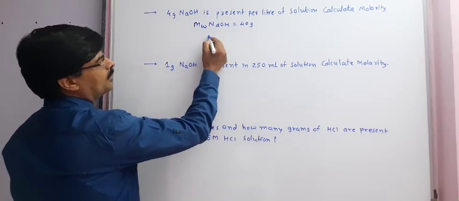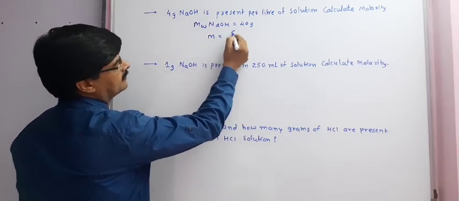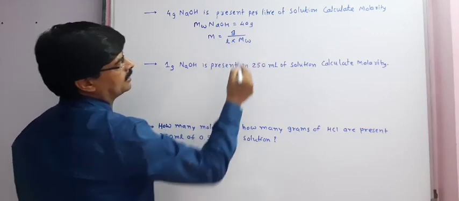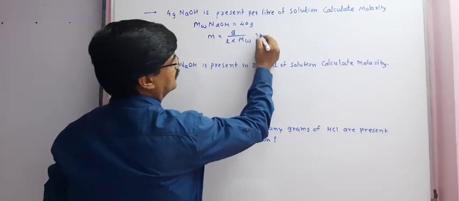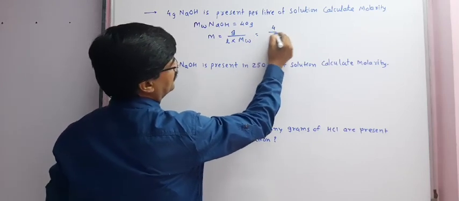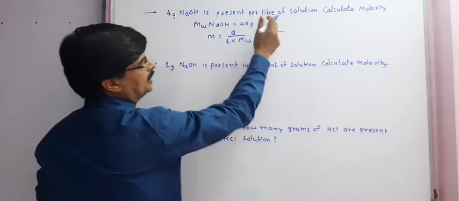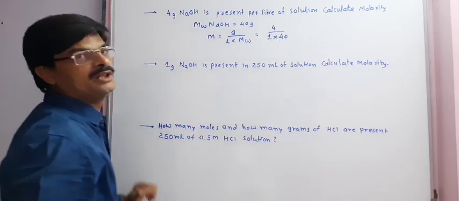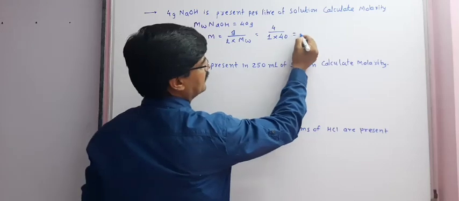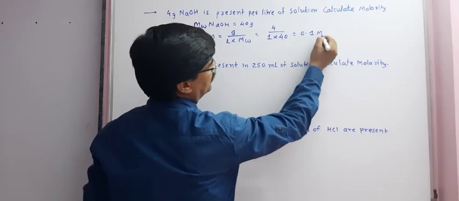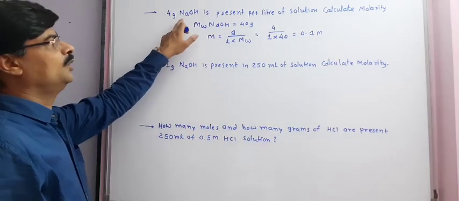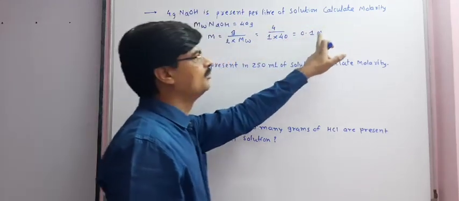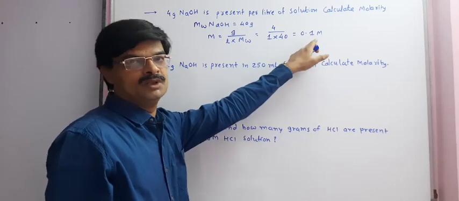Now according to the formula of molarity, molarity is equal to gram per liter into molecular weight or molecular mass. Gram of NaOH is given 4 gram, and liter means 1 liter into 40 is the molecular mass. On cancellation, we will get 0.1 molar. So we can say 4 gram NaOH is present per liter of solution. The molarity comes out to be 0.1 molar.